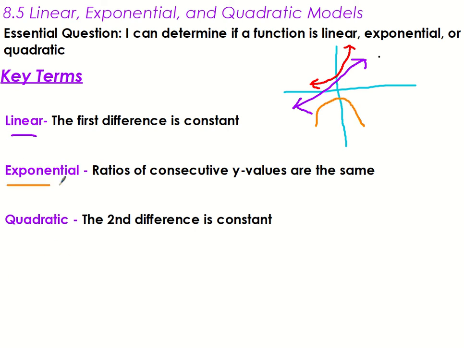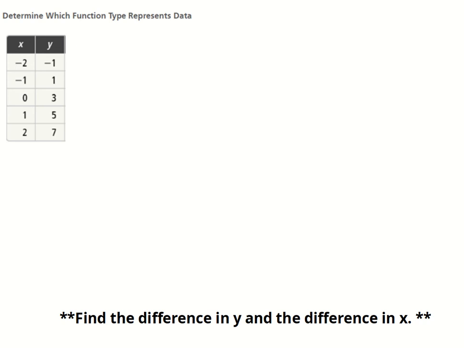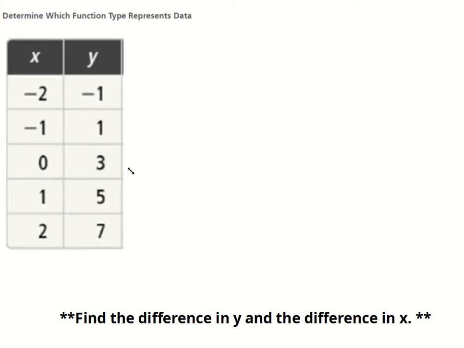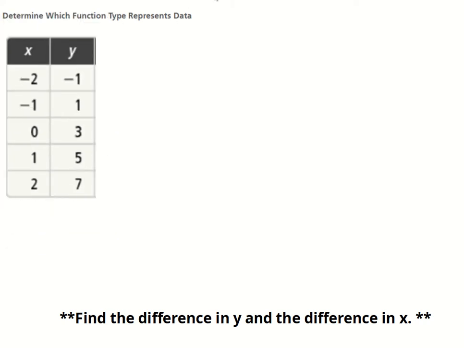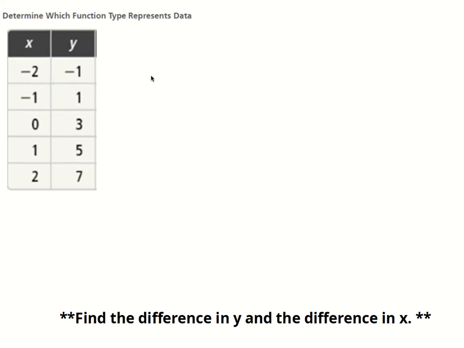Now, these differences over here, where we're talking about ratios or second difference or first difference, get those definitions down and we'll talk about what they mean when we start getting into it. So really what we're going to mostly be doing is just looking at tables and determining if it's a linear function, exponential function, or a quadratic function. Now, the way we do that is we find the differences in y's for consecutive x's. We're finding basically the rate of change.